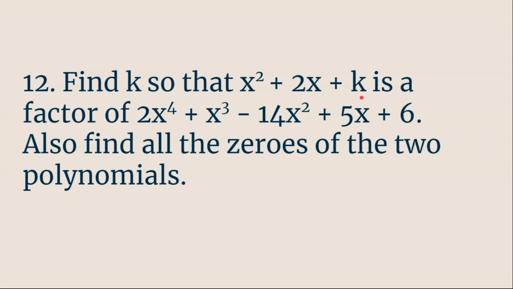Automatically those two zeros will be the zeros of this polynomial, because g of x is a factor of p of x. So automatically these zeros will also be zeros of this polynomial. So you need to find only two more zeros.